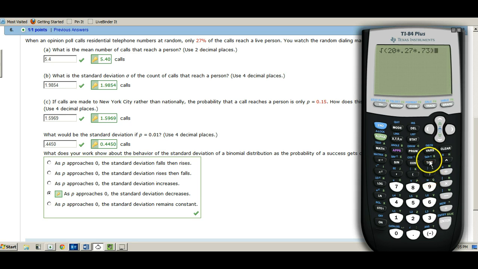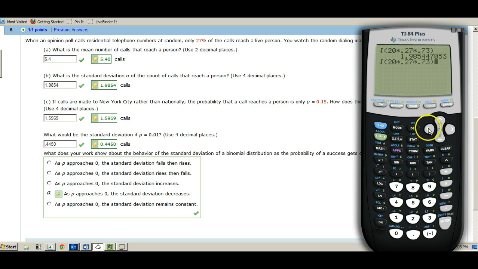Just one note about the square root. Remember, everything that's under the radical has to be in between a set of parentheses. So if you close off parentheses inside of there, make sure you have one set that encloses everything that's under the radical.